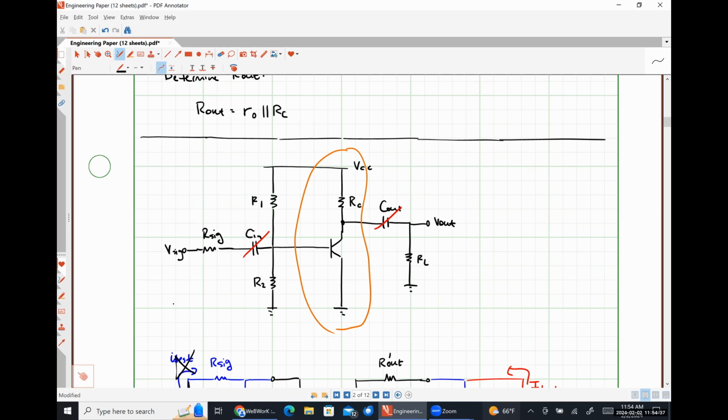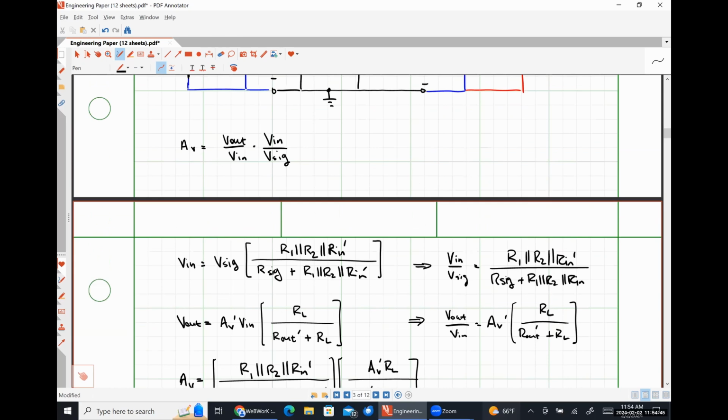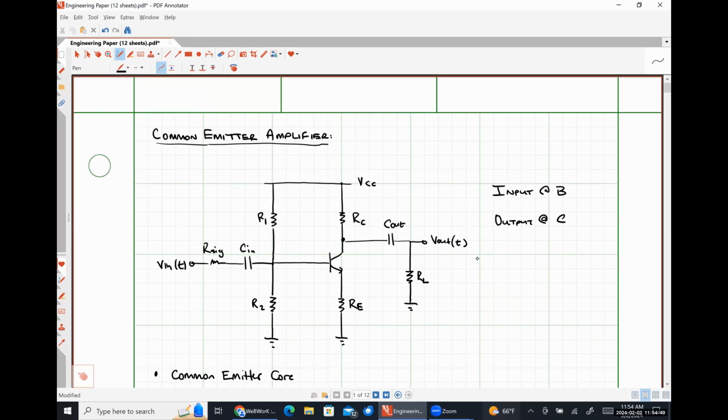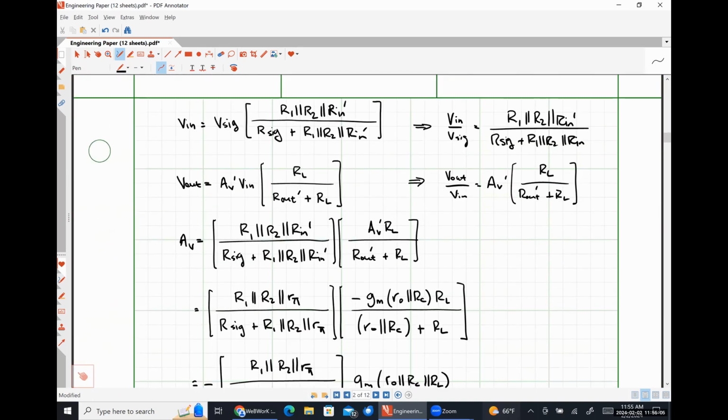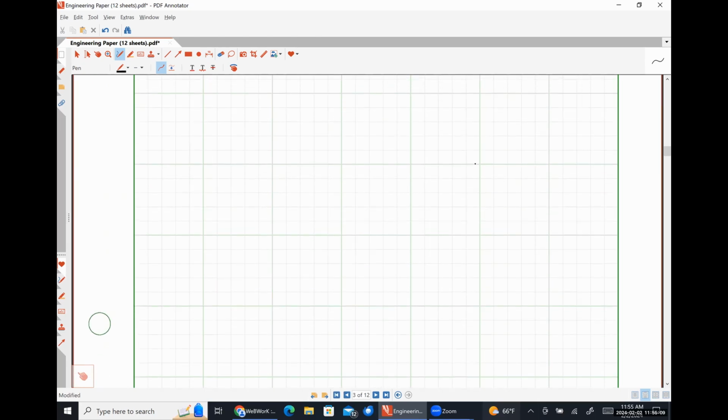Now, let's make this first part a little bit more difficult by including the effects of emitter degeneration. Because to recap here, my ultimate goal when we started this was to figure out how this circuit worked. We figured out how this circuit with this short circuit works. So now we've got to figure out what this guy does. All right, so common emitter core with emitter degeneration.